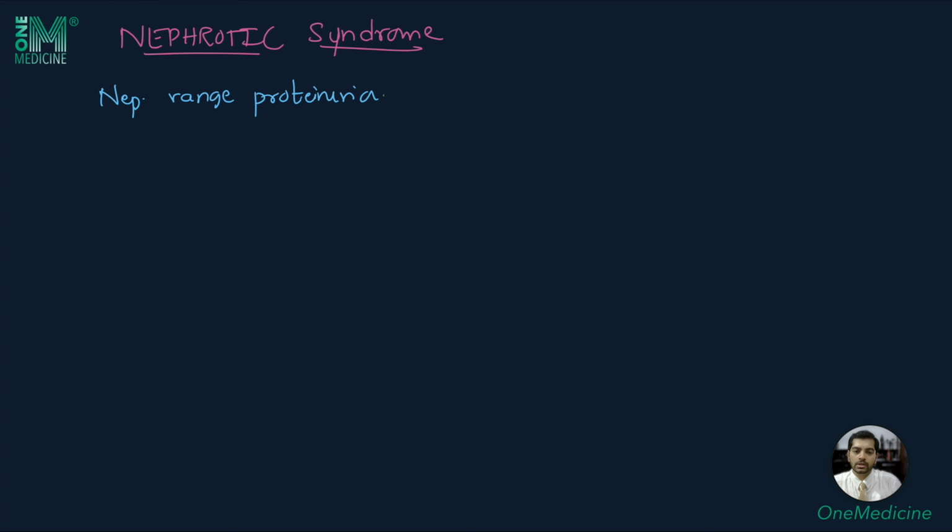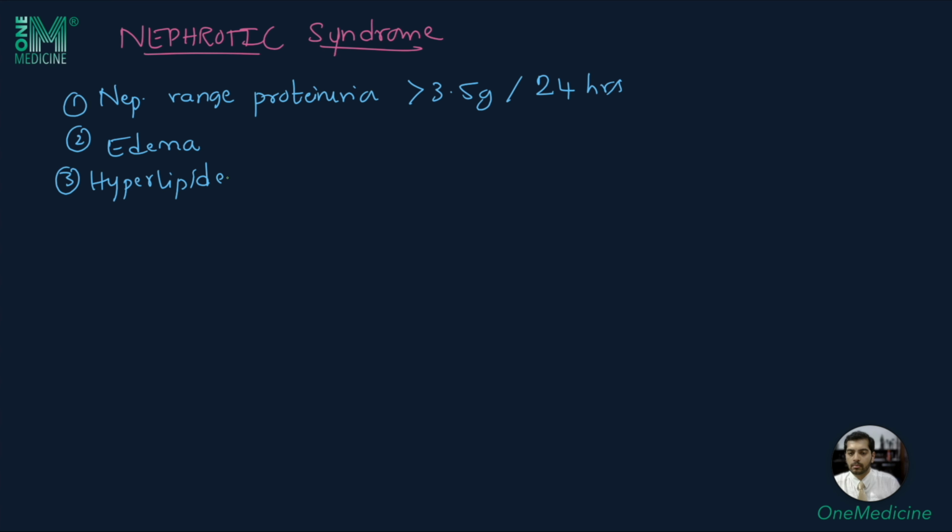The next topic is nephrotic syndrome. This is a syndrome characterized by nephrotic range of proteinuria, which is defined as more than 3.5 grams per 24 hours. Patients also have associated edema, hyperlipidemia, hypoalbuminemia, and seldom patients can also have lipiduria.